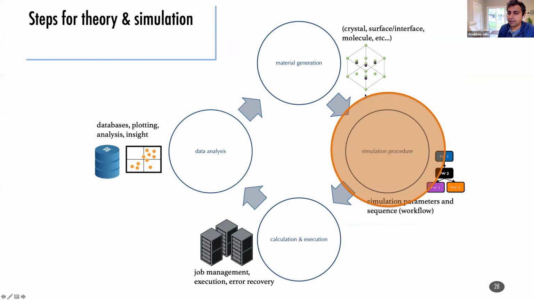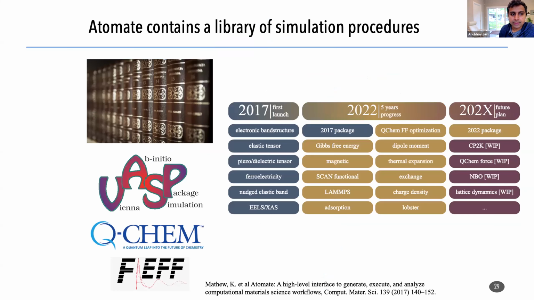So once you have your material, whether it's an interface or a single bulk material or some other type of thing that you would like to simulate, the next part of the process is to come up with the simulation procedure. What are the settings and things of your density functional theory code that allow you to get the properties that you would like? So for this purpose, we have a library called Atomate. Atomate is something that we developed to work with a couple of different DFT codes. So VASP is what we typically use for solid DFT calculations. We use QChem for molecular calculations, and then we use a code called FEFF for some spectra calculations.